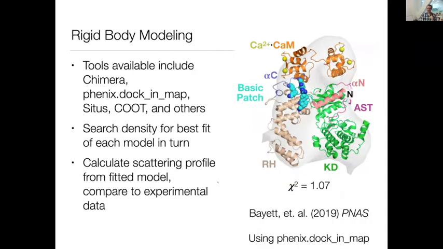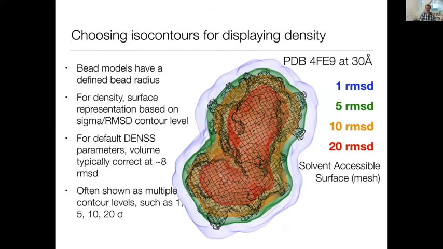So here's just that example after they did that, and they were able to get a very good chi-squared agreement. People have used Chimera. This one was using, I believe, Phenix dock in map. You can use Situs or COOT even, and many other programs, which is great because there's been a ton of programs that have been developed for modeling into cryo-EM density. And then you can even calculate a scattering profile right from that atomic model using FoXS or CRYSOL or something like that and get good chi-square values.